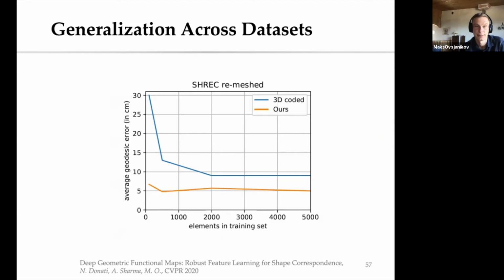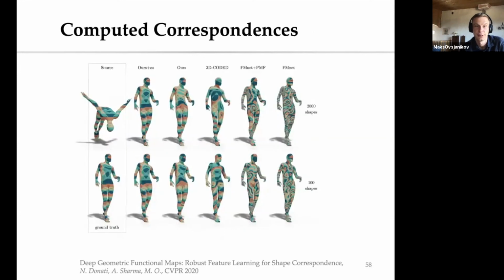Here's one last result. These are the kinds of results that you see. This is a source shape and this is a target shape. Even with a small number of training shapes, you can get high quality correspondences. Okay, so this is all I wanted to cover today.